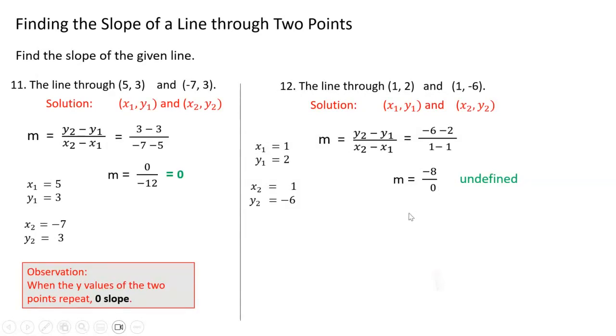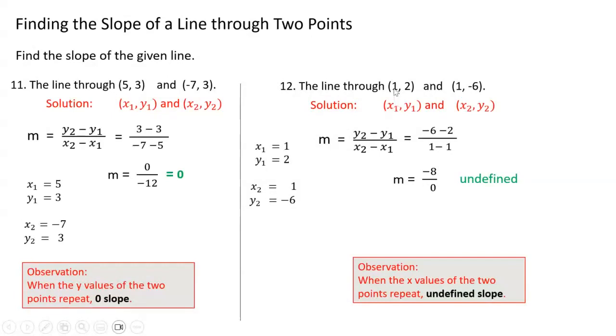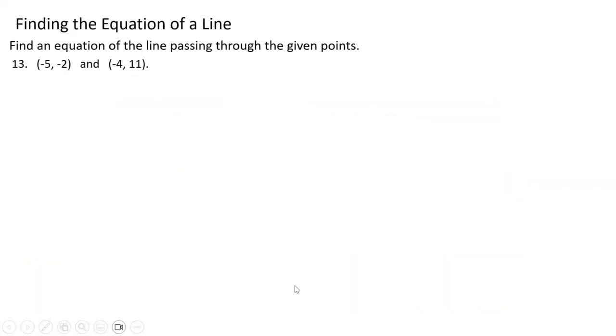Okay, now what's the observation again? If the two x values repeat, it's going to be undefined. If the two y values repeat, like in number 11, it's going to be zero slope. If none of the x's or the y's repeat, then you have to actually work it out. Okay. Let's move on to number 13.